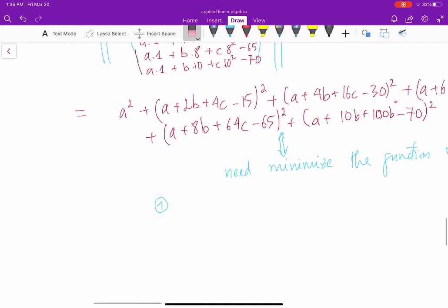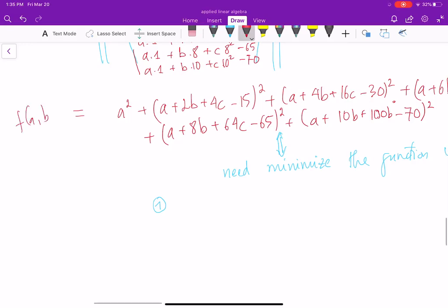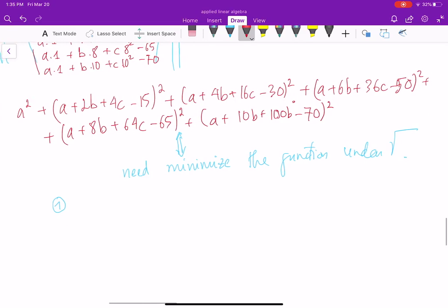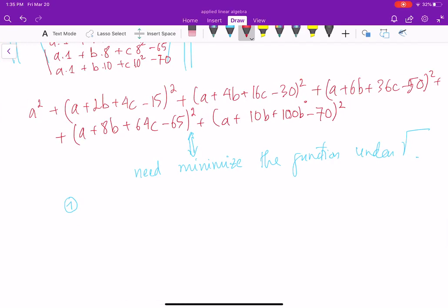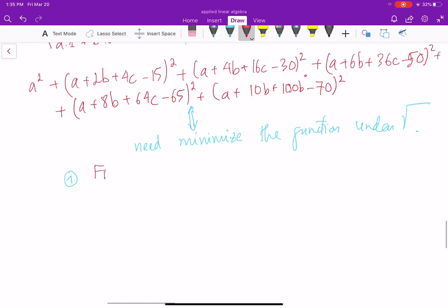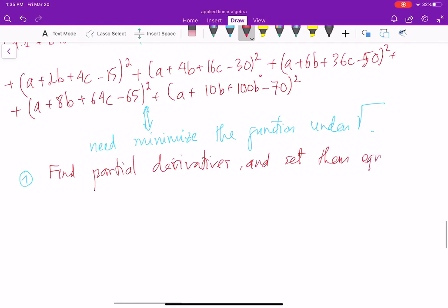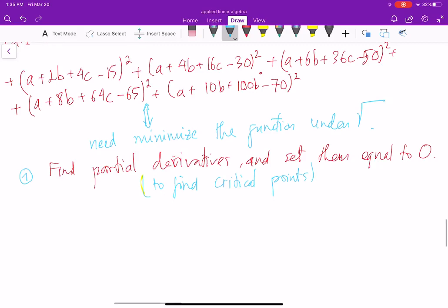Let me denote this by f of a, b, and c. So I have a function of three variables. The first step we need to do is find the partial derivatives and set them equal to 0. I remind you, this step is just to find the critical points. So let's do that together.